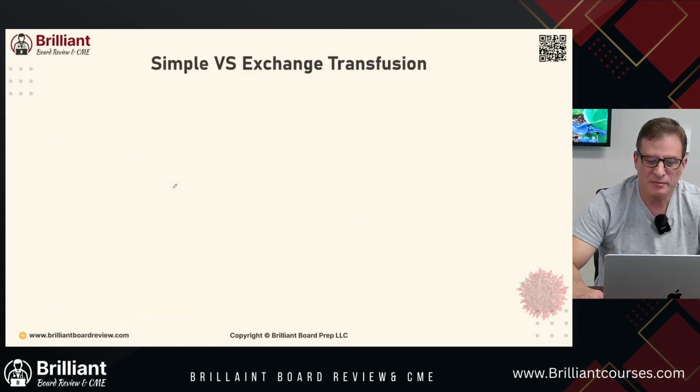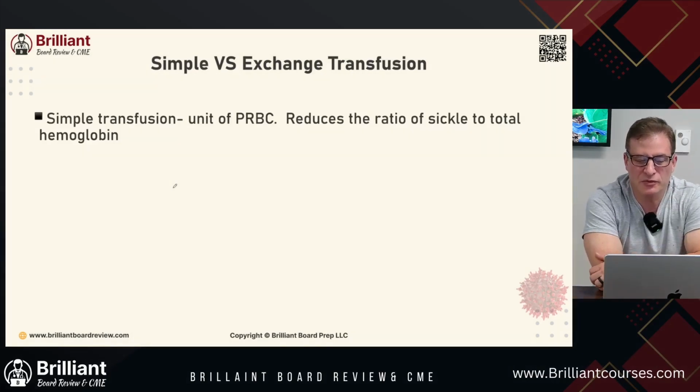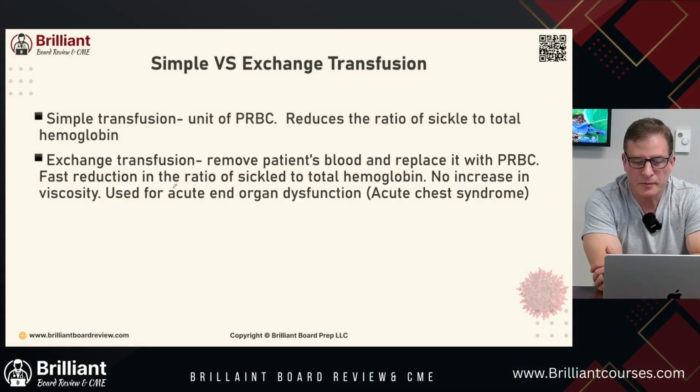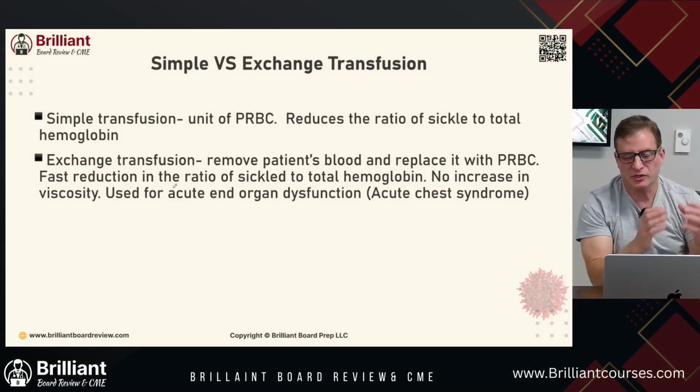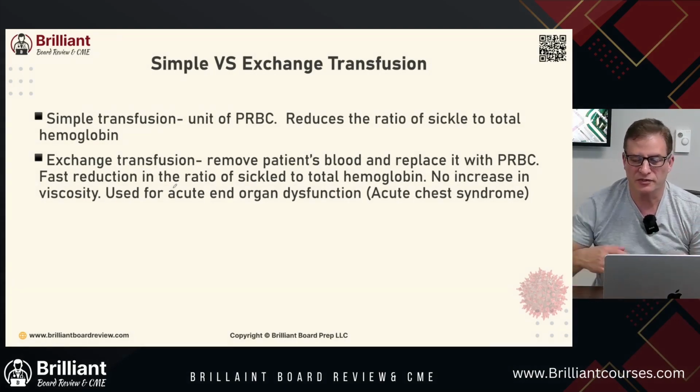All right, let's talk about simple versus exchange transfusion. We briefly discussed this. Simple transfusion, a unit of packed red blood cells, reduces the ratio of sickle to total hemoglobin. Exchange transfusion, we remove the patient's blood and replace it with PRBCs. It gives a fast reduction in the ratio of sickle to total hemoglobin with no increase in viscosity, because in the simple transfusion, we're going to increase viscosity. It's used for acute end organ dysfunction. We have our examples, acute chest syndrome.